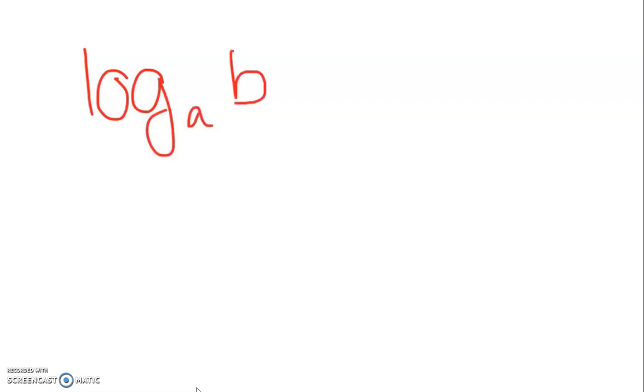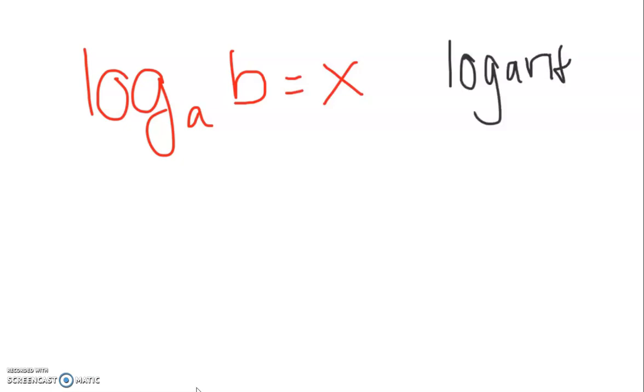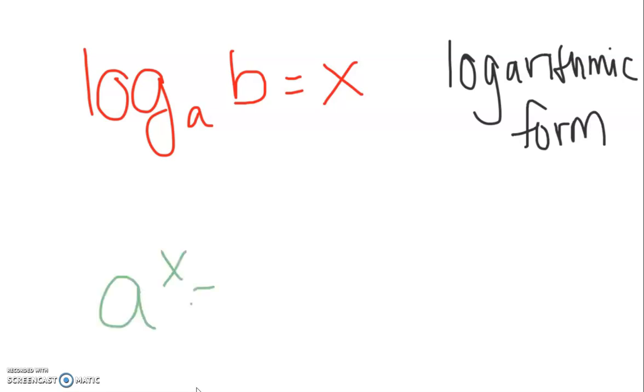All right, so the first thing, just a basic overview for the quiz. You've dealt with this a lot if you've done the packet, but when you have log base a of b equals x, that is obviously called the logarithmic form. Okay. And then if you have a to the x equals b, that's your exponential form.